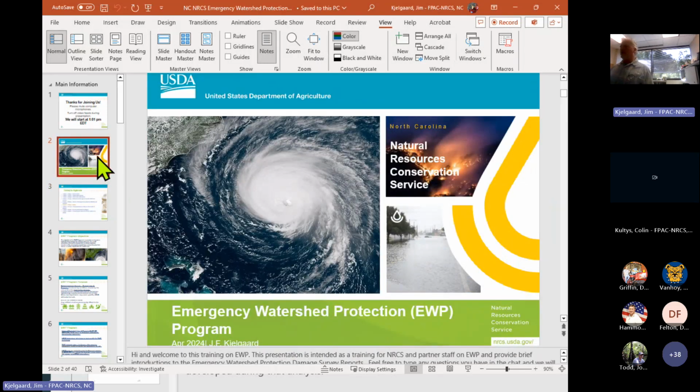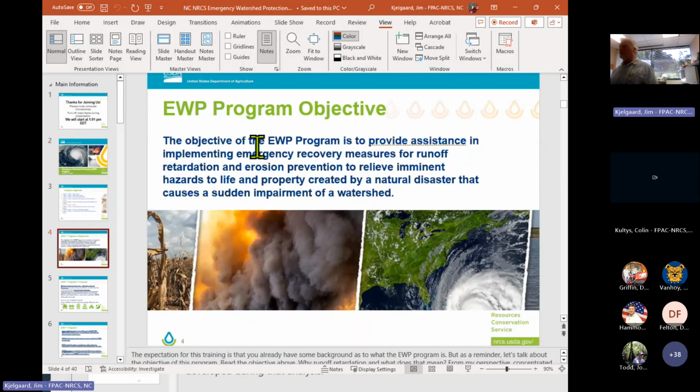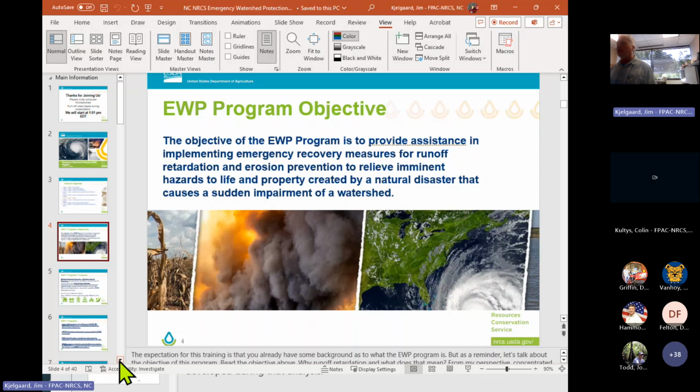So yeah, today we're talking about the Emergency Watershed Protection, or EWP program. The objective of the program is to provide assistance in implementing emergency recovery measures for runoff retardation and erosion prevention to relieve imminent hazards to life and property created by a natural disaster that causes a sudden impairment of a watershed. So that can include a vast array of natural disasters. We've done EWP for tornadoes in North Carolina. We may be doing that again. Fire stuff is pretty common, particularly out west, and obviously floods and things like that. But really, any natural disaster could potentially be an unnatural disaster if it's some sort of massive scale.